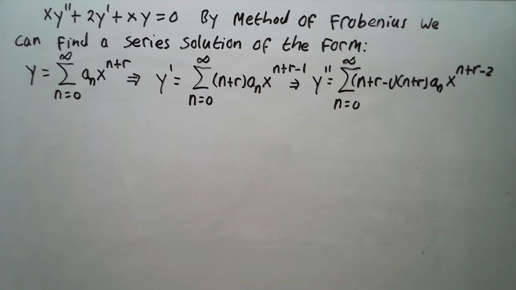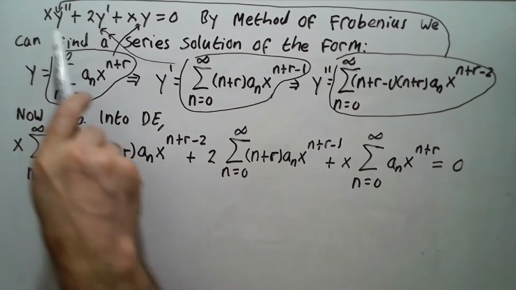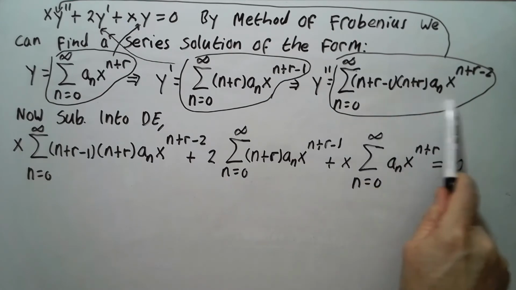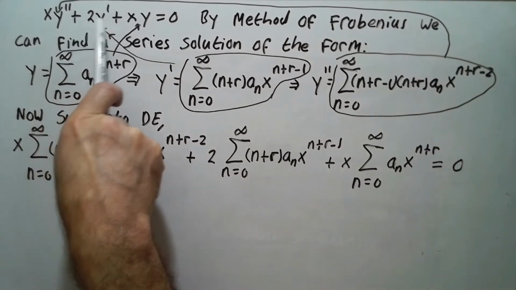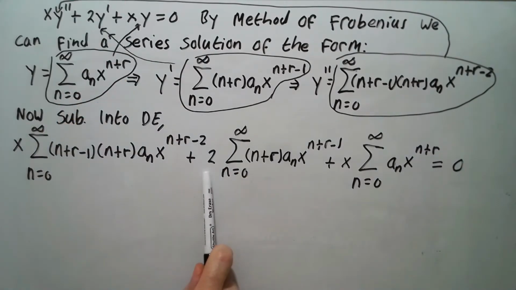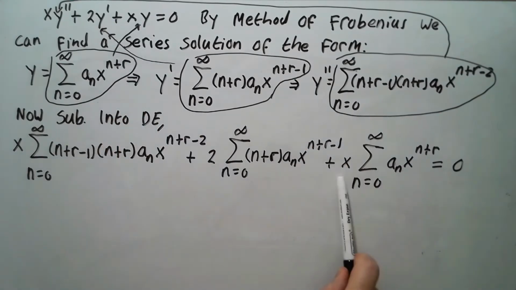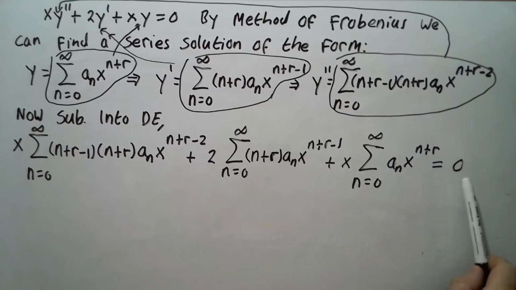So I substituted into the differential equation. There'll be x times y double prime, where y double prime is this guy here, which I've written here. Then plus 2 times y prime, so it'll be 2 times my y prime, which I've written here. Then plus x times y, so it'll be x times this y right here, equals 0.